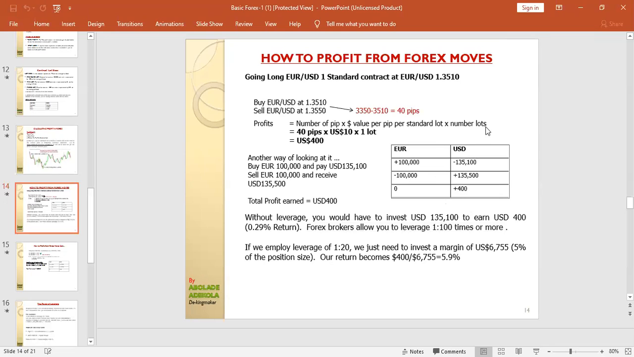That is 40% profit within a short while. I hope this is not confusing to you guys. Leverage gives you the opportunity to drop in small capital and be able to trade something large. That is how it works.